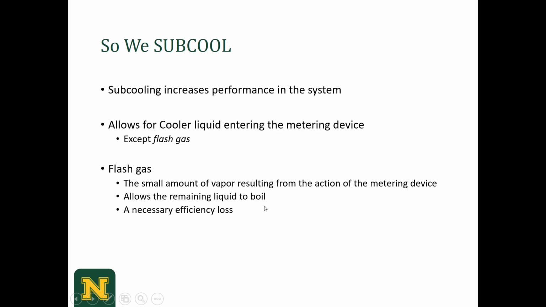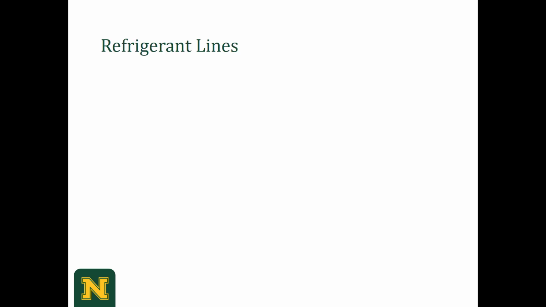Then we have the flash gas, which is the small amount of vapor that's resulting from the action of the metering device. So it allows for the remaining liquid to boil, a necessary efficiency loss. We can't maintain 100% efficiency. Obviously, that's not really possible. Laws of physics don't allow it to happen. So we have to lose something as we're going through and pick up heat as we go. So the balancing act between the subcooling process and the metering device and the superheating process going into the compressor helps balance the system and maintain or increase efficiency.